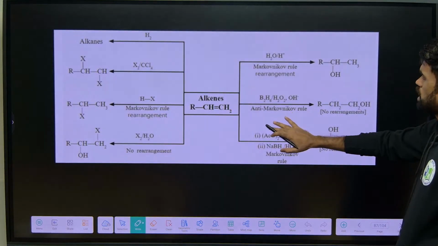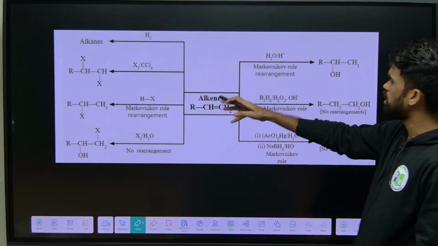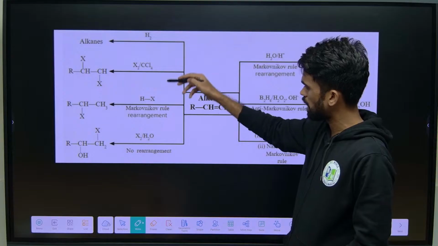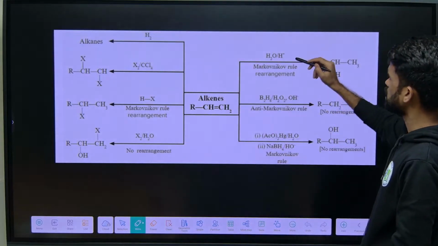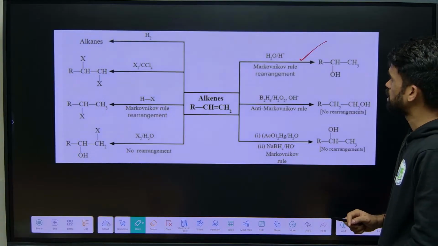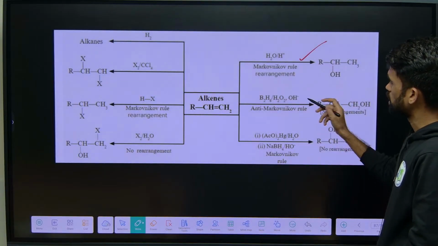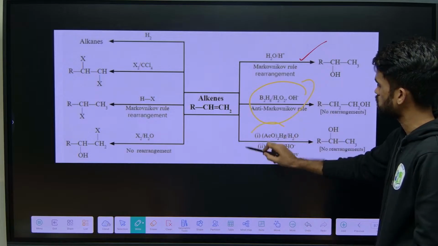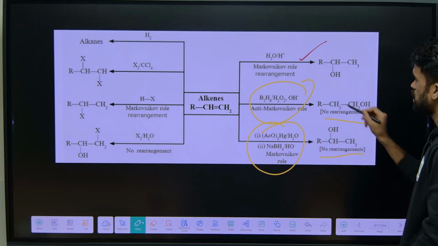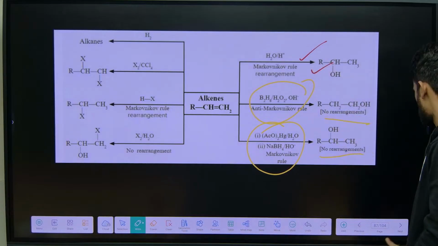These are also for your reference. Just take a screenshot and go through them, to see what happens in addition reactions. These are addition reactions I am showing, and these are also addition reactions, but here it follows the Markovnikov rule with a rearrangement, if any is possible. In hydroboration and oxymercuration-demercuration, there is no rearrangement in these two cases. Here it will be rearrangement. We discussed all these things, right?